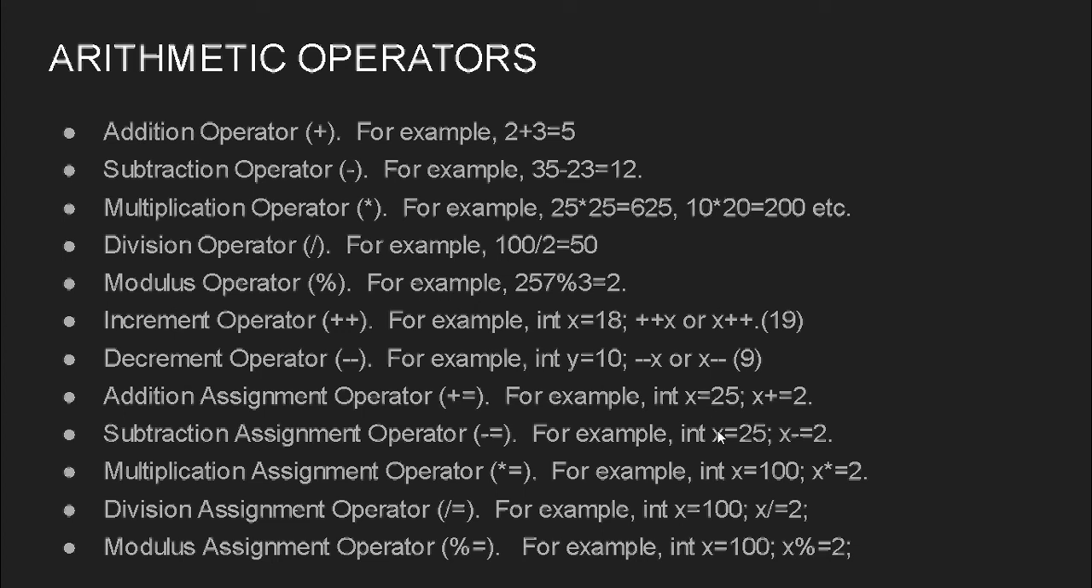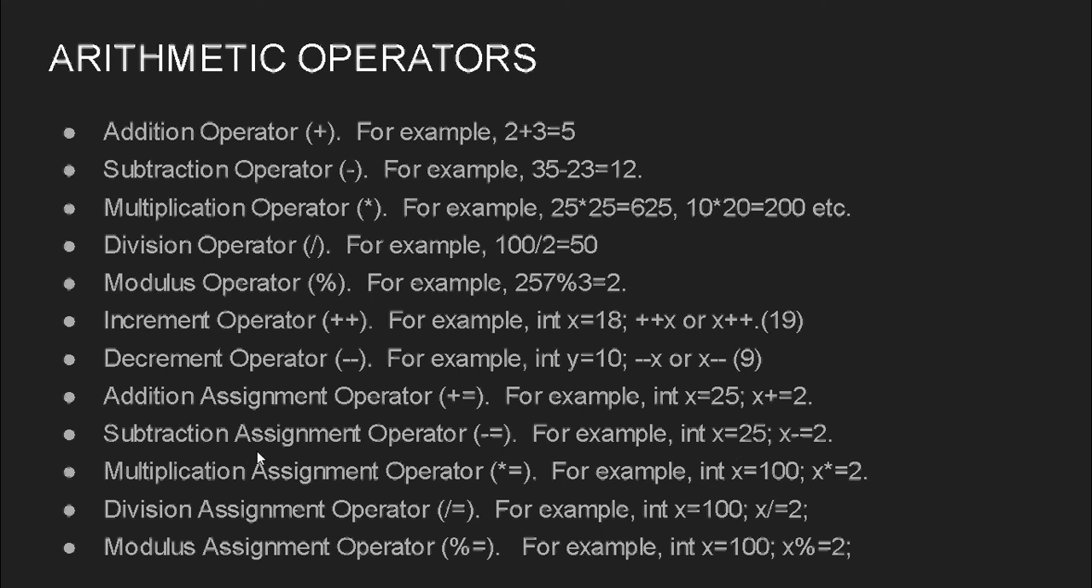Okay, so the same concept will be followed in the multiplication assignment operator. Here I've written x equals 100, like 100 multiplied equals 2. So this will be expanded to x equals x into 2, or multiplied by 2, and x will be equal to 100 into 2, which will become 200. So the output will be 200 in this case.